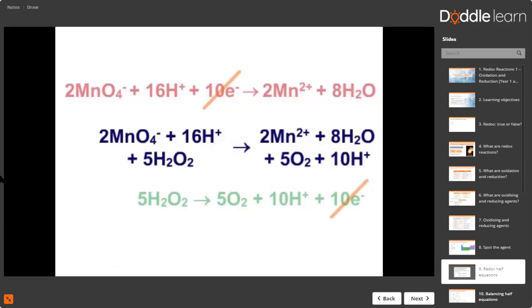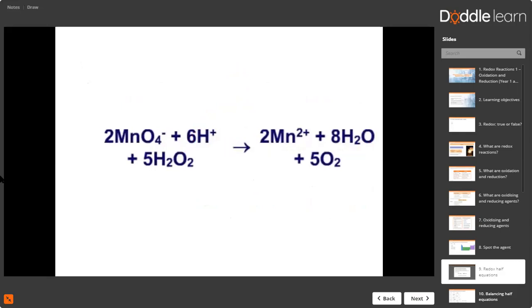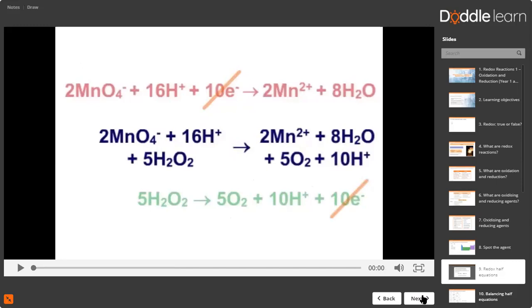So that should then look like this. We can remove our hydrogen, cancel them out, and then we've just got 6H+ on one side. Do the same with water, but I'm not going to bother doing that. Fantastic.